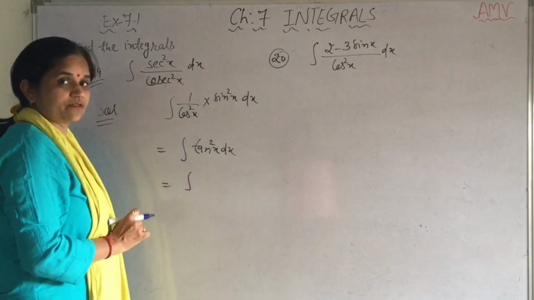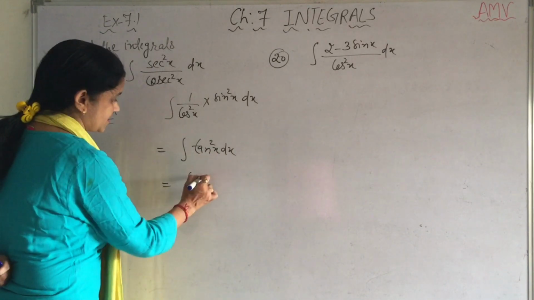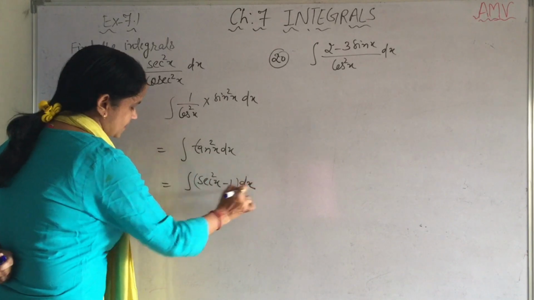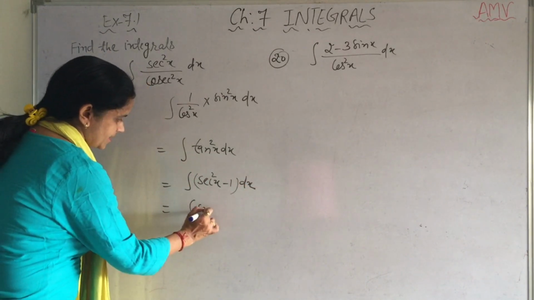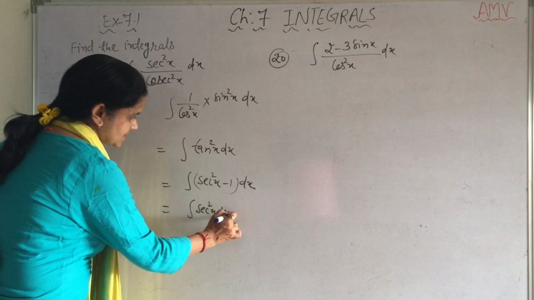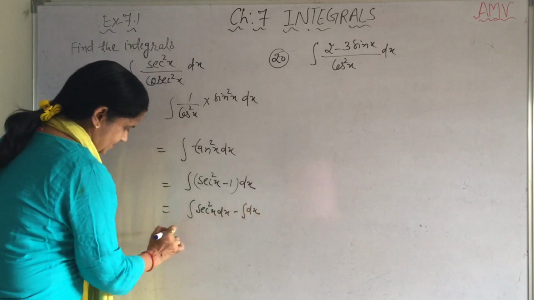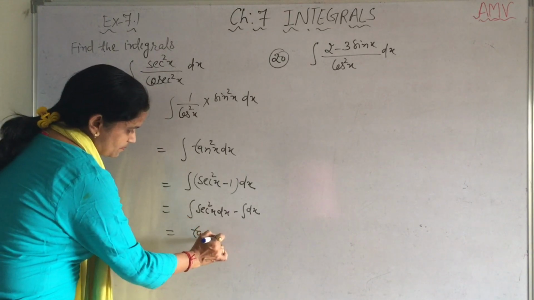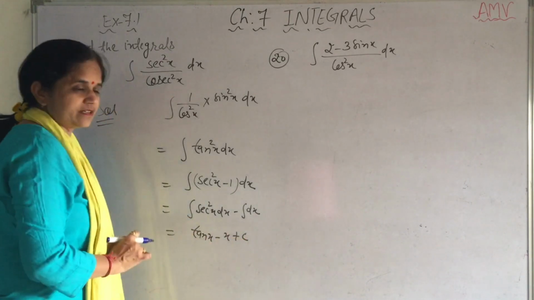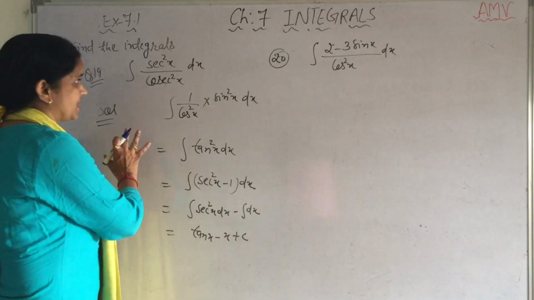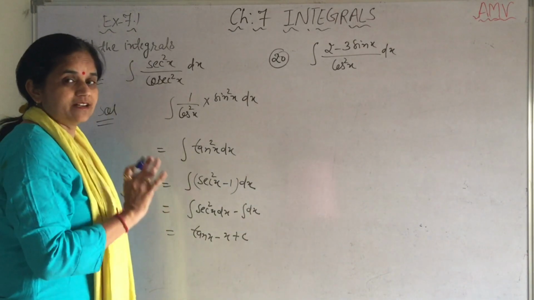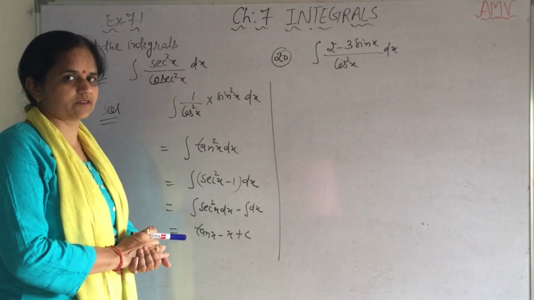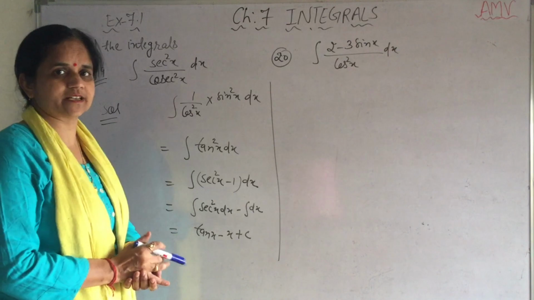Now integration of tan square x, you have to convert it into sec square x minus 1 dx. And now integration of sec square x and integration of dx. You will get tan x minus x plus c. The very important concept behind integration or derivative is to learn the formulas. Then you will be able to solve the questions. Now move to the next question.